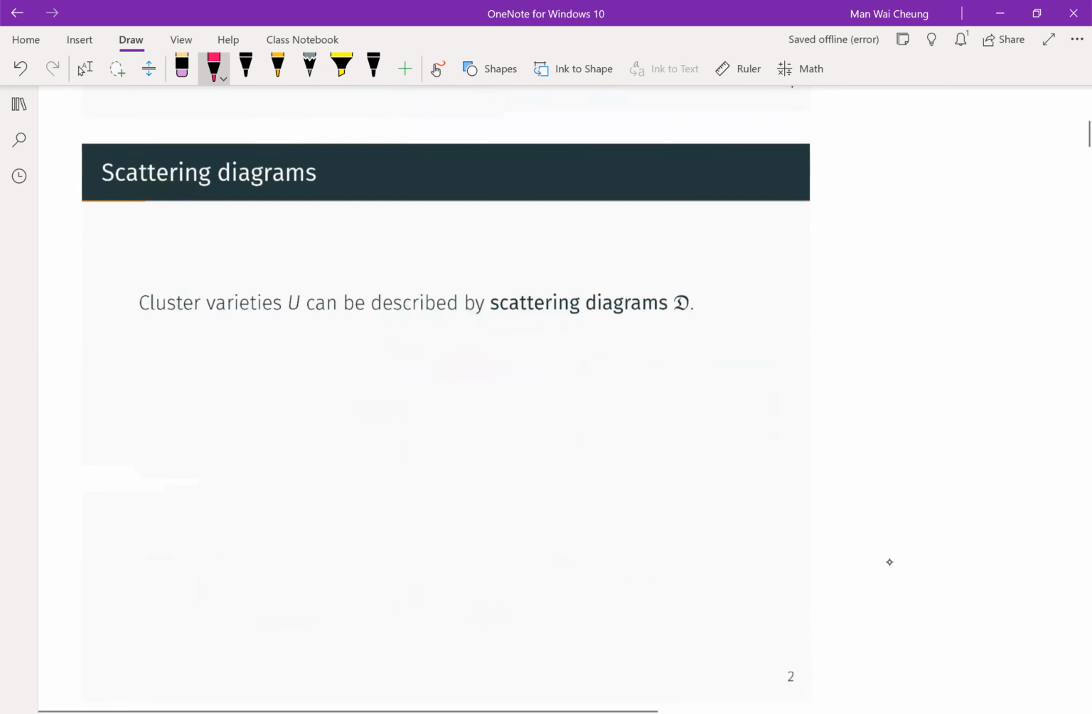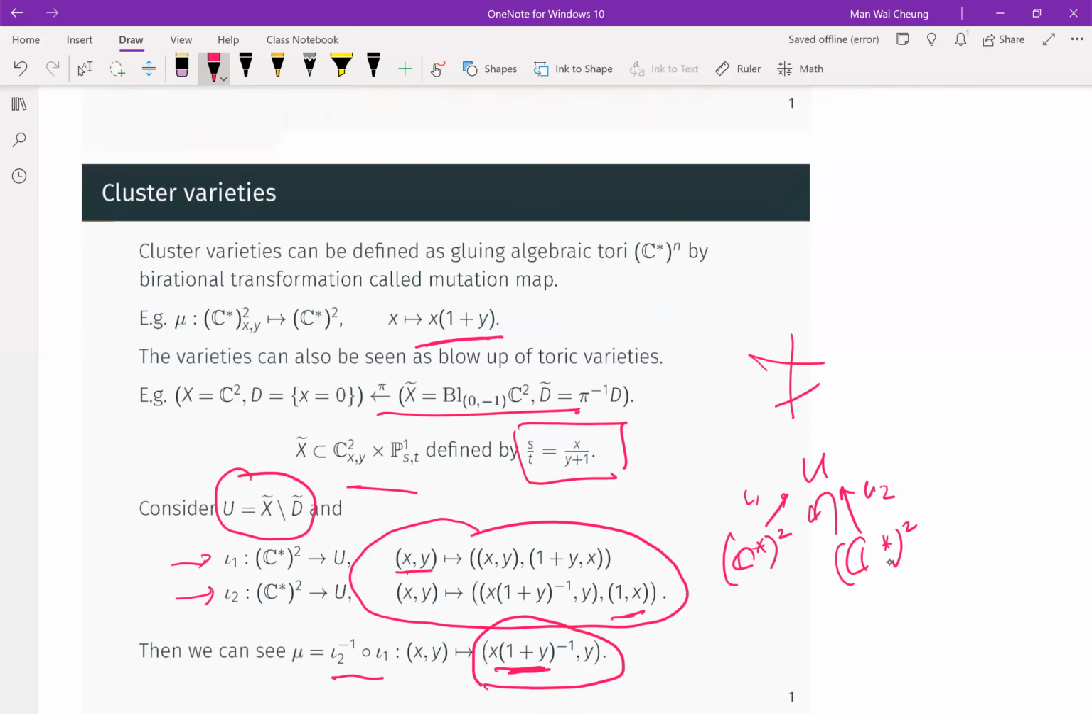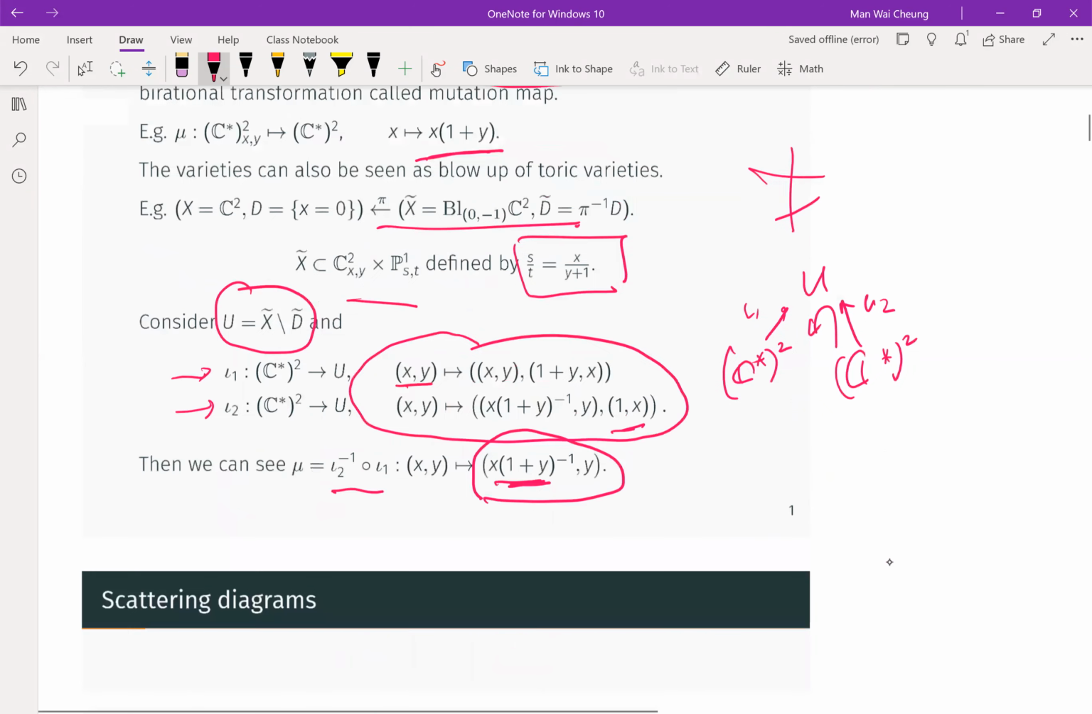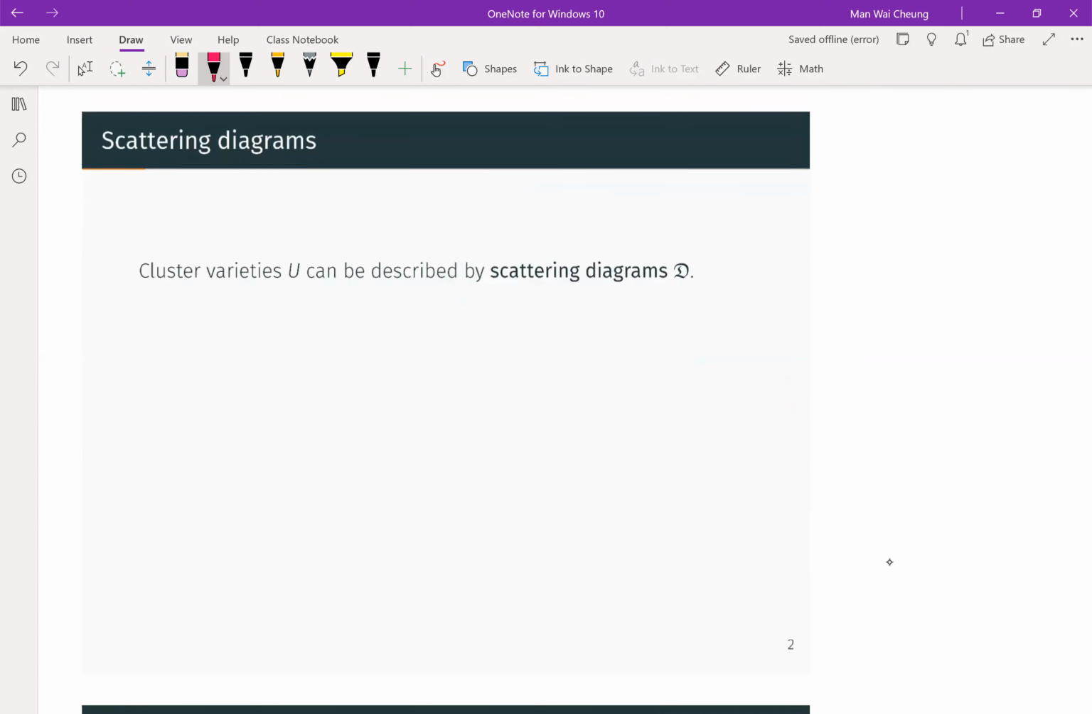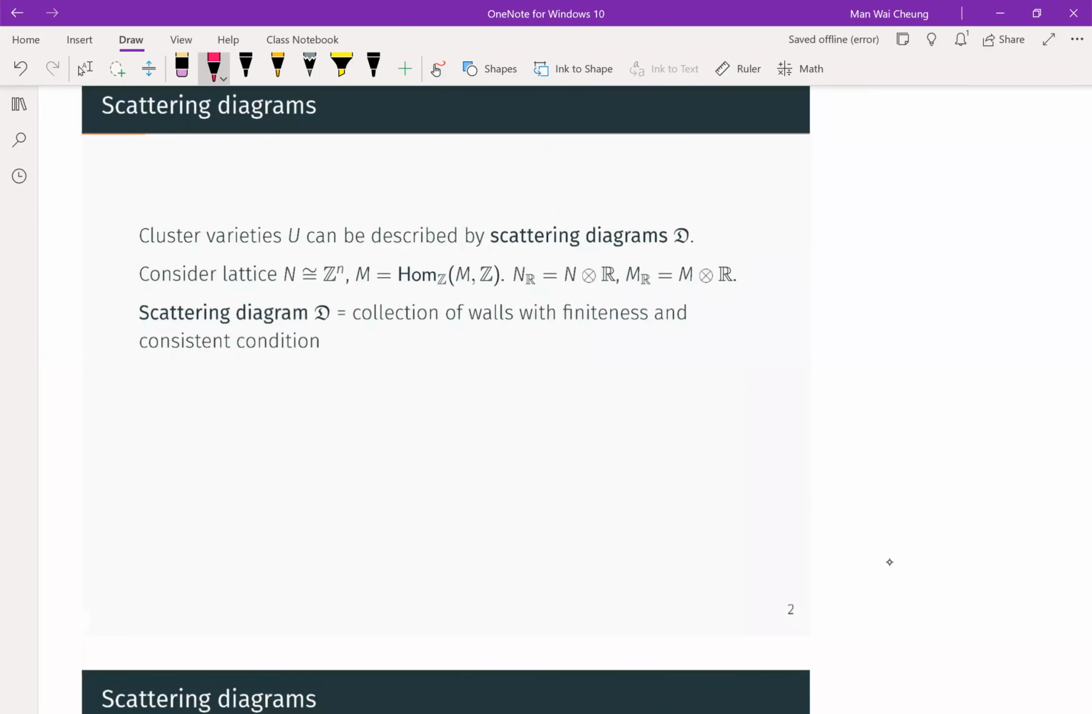So the next thing I want to introduce in my talk is the scattering diagram. In the beginning we said that cluster variety can be defined by gluing algebraic tori, and this construction can be described by a scattering diagram. And what is a scattering diagram? It is a diagram on a lattice. So we start with a lattice, N, and N-out. A scattering diagram is a collection of something we call walls with some conditions: finiteness and consistency. We'll talk more about consistency later.